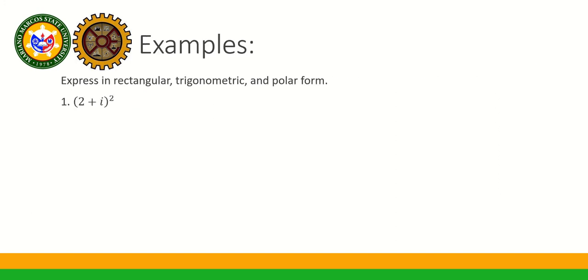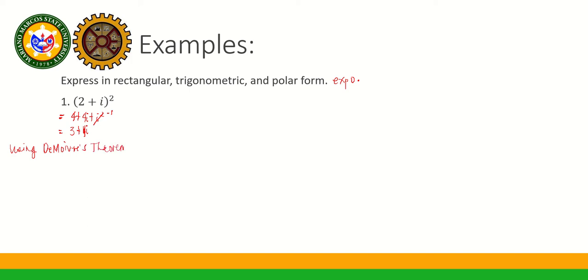Example number 1, express in rectangular, trigonometric, and polar. Dagdag natin si exponential din. So, if we try to compute this using basic algebra and apply FOIL method, this will be equal to 4 plus 4i plus i squared. And i squared is equal to negative 1. So, this will be equal to 3 plus 4i. Okay. So, from here, let's try yung De Moivre's theorem. So, using De Moivre's theorem, tignan natin kung parehas sila ng makukuha.